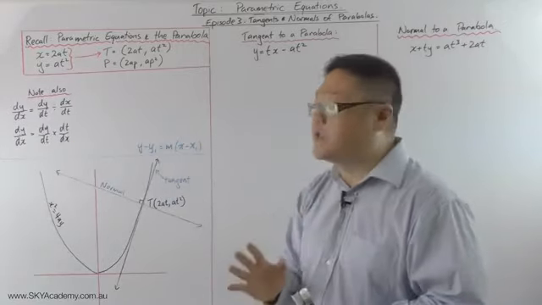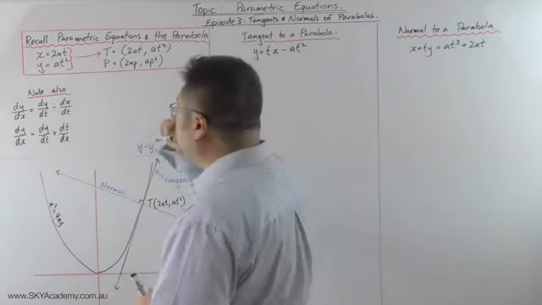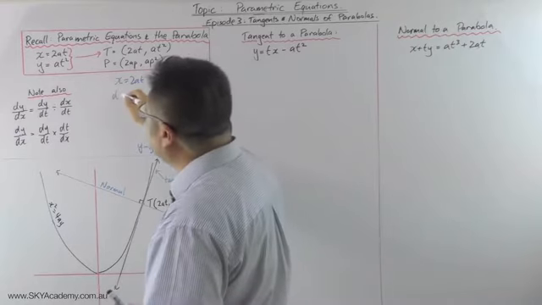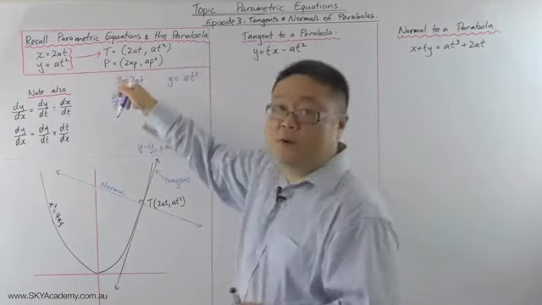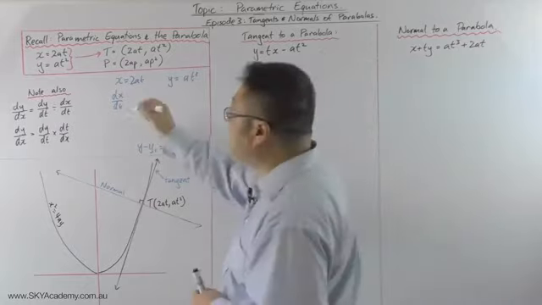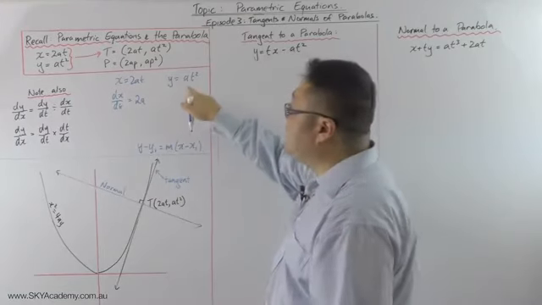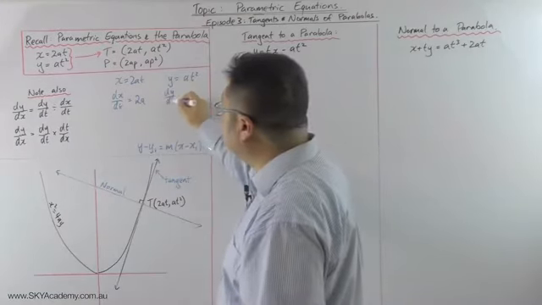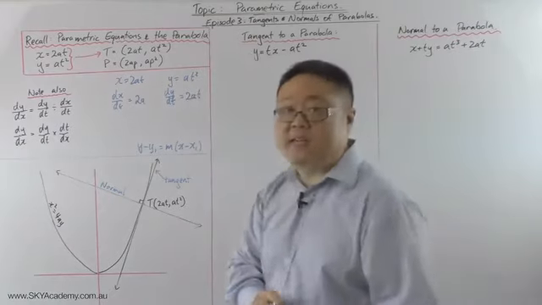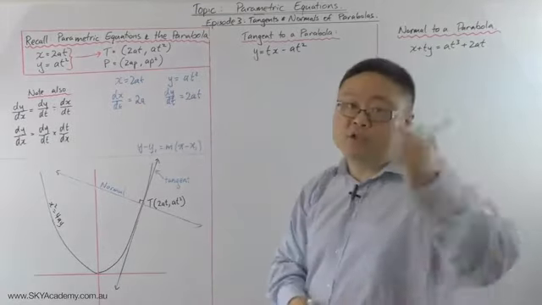Now let me show you how this works. We've got x equals 2at and y equals at squared. dx/dt, the first derivative of x with respect to t, is going to be 2a, because your t disappears. dy/dt, the first derivative of y with respect to t, is going to be 2at. So dy/dt is 2at and dx/dt is 2a.